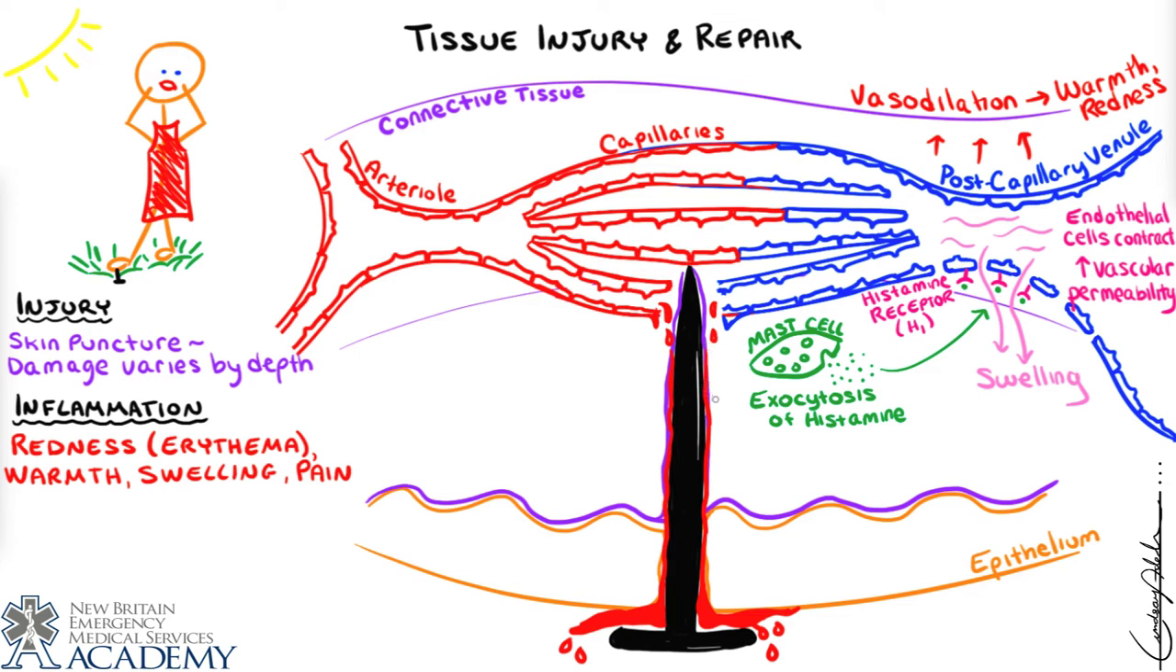And then the last thing that we want to mention as far as inflammation is pain. And we know that inflammation is very painful, and there's a couple of different reasons why that is. One of the reasons is because of the synthesis of something called prostaglandins. And prostaglandins are a specific type of chemical, and one of the things that they do is they signal that there's pain.